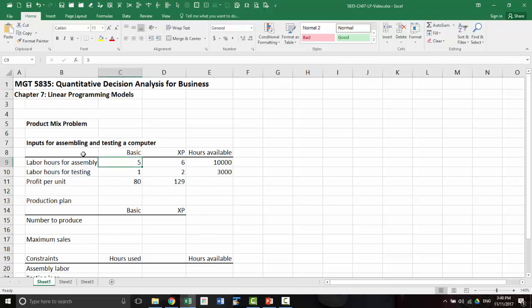So we need 5 hours of assembly time for X basic and 6 for XP, and 10,000 hours are available. So labor for testing, 1 hour for basic, 2 hours for XP, 3,000 are available. And profit per unit are 80 and 129. Let's go ahead and format it properly. Okay. And it is a good idea to color code the data and the computations and the final result in a consistent fashion so it'll be easier to read and understand.